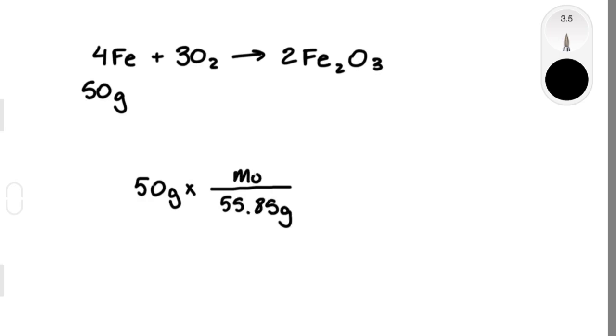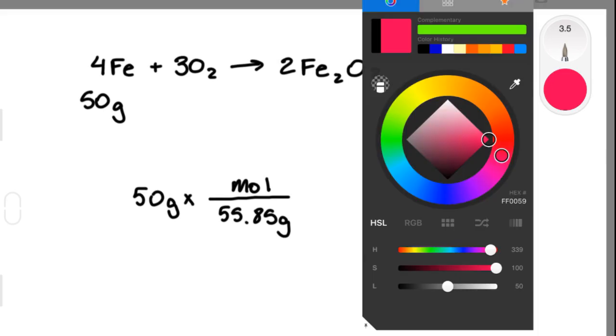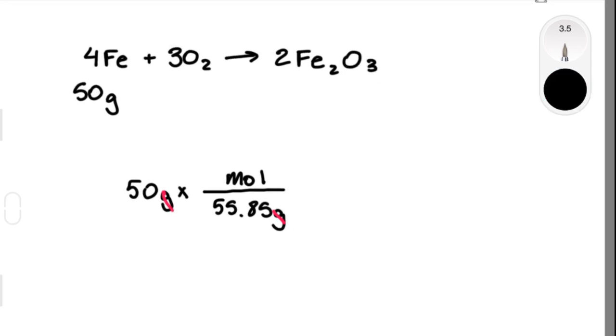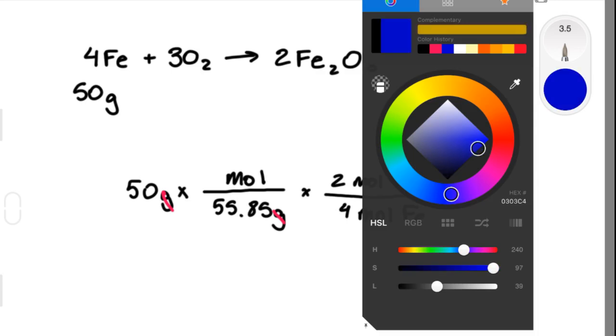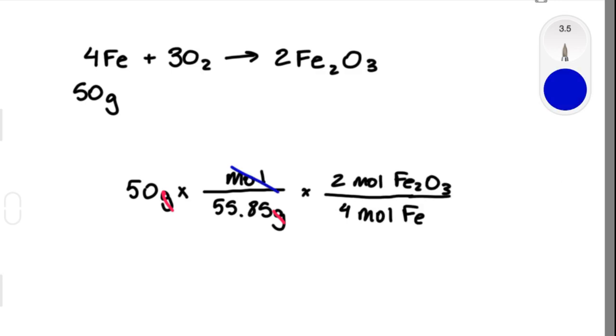Now we're in moles. Next, use the coefficients from the equation to find the moles of Fe2O3 that correspond to the moles of Fe that we just calculated. We can do this because, as stated before, the coefficients correspond to the ratio of moles in each molecule to each other. Here, the ratio is 4 moles of Fe to 2 moles of Fe2O3. Now that we're in moles of Fe2O3, we can convert to grams.